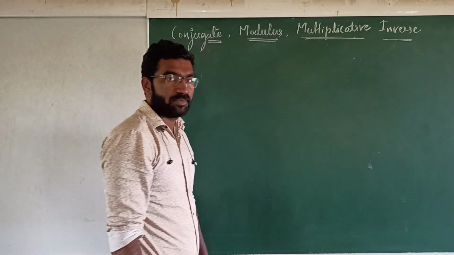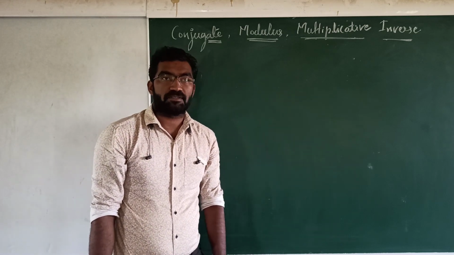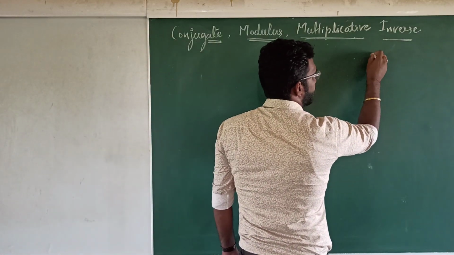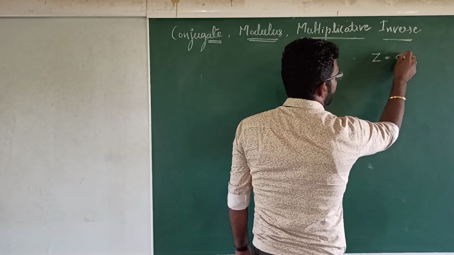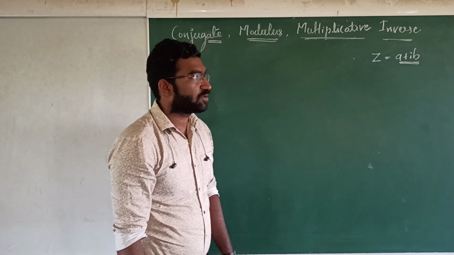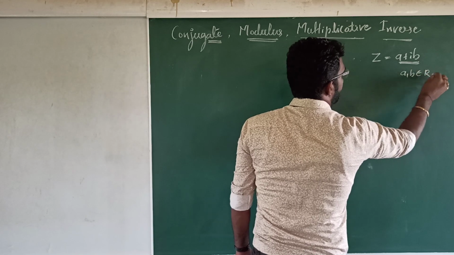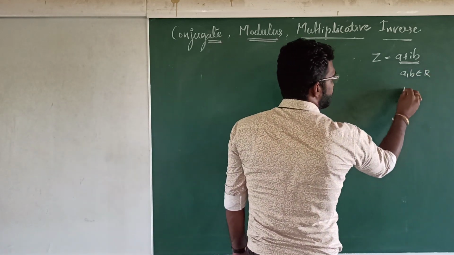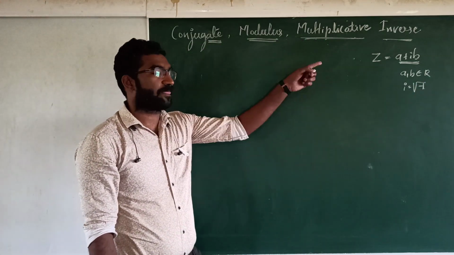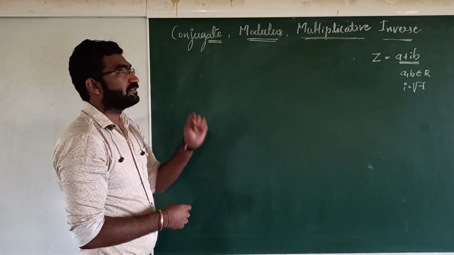Guys, in the previous video we discussed which kind of numbers are called complex numbers. The complex numbers are always denoted by z, which is given by a plus ib, right? This form of numbers are called complex numbers, where a and b must be real numbers, and this i is nothing but square root of -1. Just as we have seen in the last video, right? Okay, in this class we are going to discuss what is this conjugate.